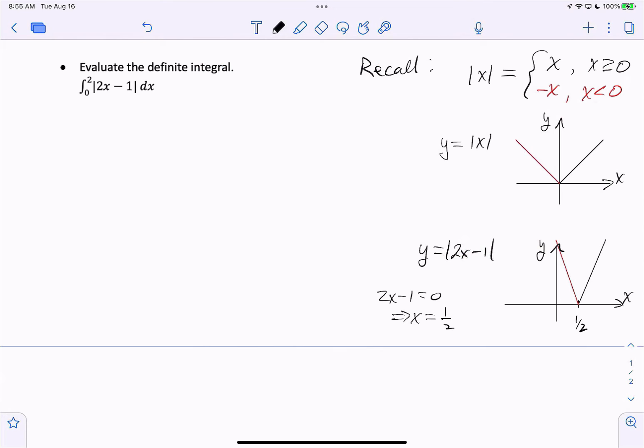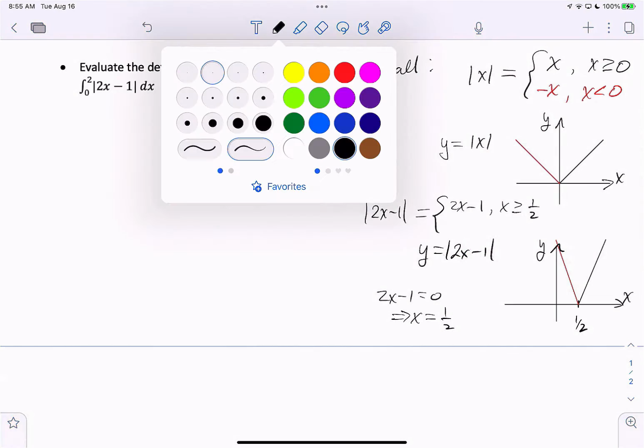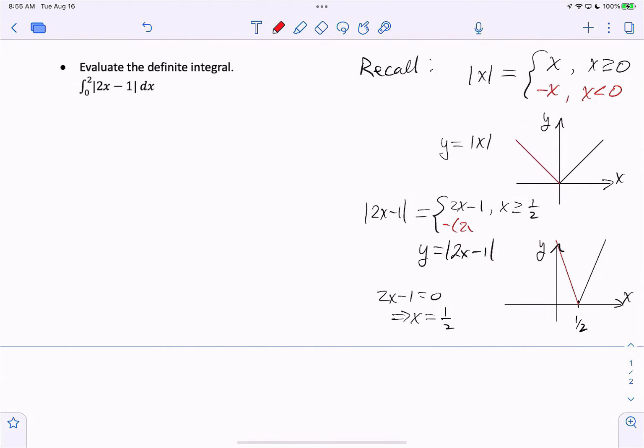We can see from the picture, and we can also reason, that the absolute value of 2x minus 1 is equal to 2x minus 1 if x is greater than or equal to 1/2, and the negative of 2x minus 1 if x is less than 1/2. So you can see that the value x equals 1/2 is key. Now I look at the interval over which I'm integrating. It goes from 0 to 2. It contains the number 1/2.